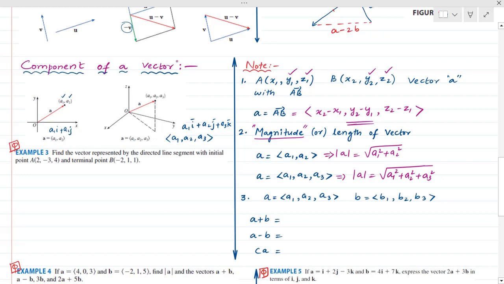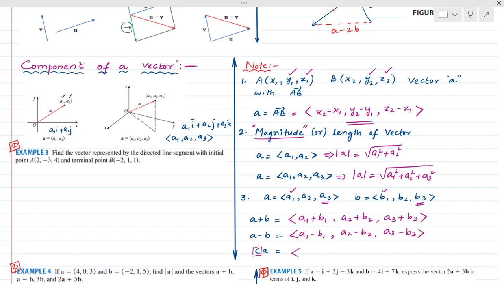Now if you have two vectors A and B, how will you add these vectors? Add the corresponding components: a1 plus b1, comma, a2 plus b2, then next a3 plus b3. That's it. And similarly, for subtraction of the two vectors, you have a1 minus b1, a2 minus b2, a3 minus b3. Next, multiplication of a scalar with the vector. If you multiply with the scalar c, you will get ca1, ca2, ca3. That's it.